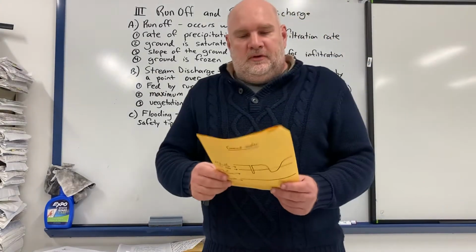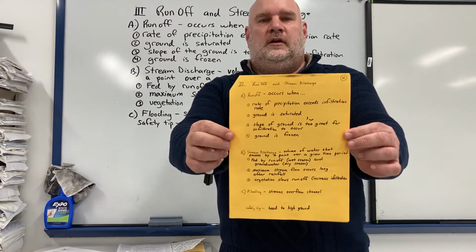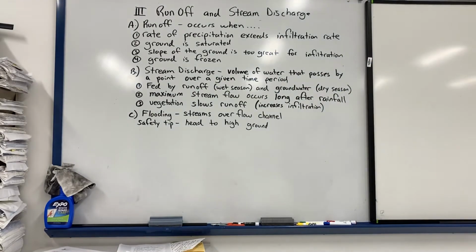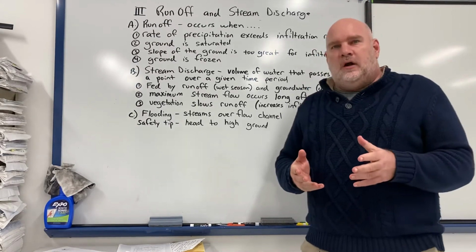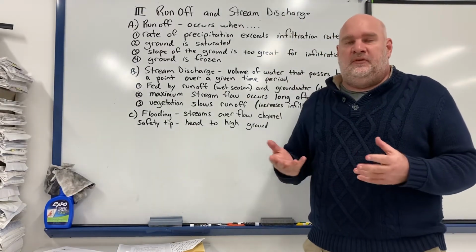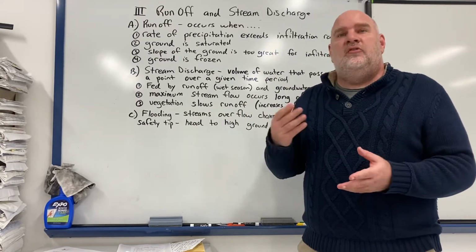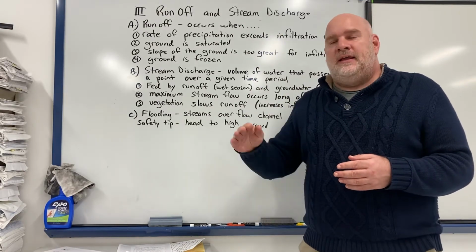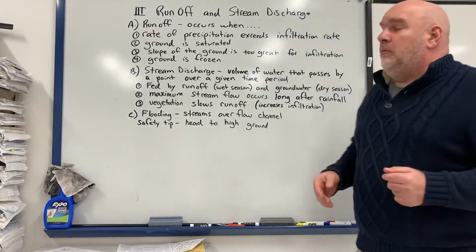All right, so what we're looking at today is runoff and stream discharge. Remember various parts of the water cycle. Precipitation, basically when it rains. When the rain hits the ground, a few things could happen. Some of the water will evaporate back up, some of the water will soak in the ground, and yet other water will flow across the surface, which is runoff, which is what we're looking at today.